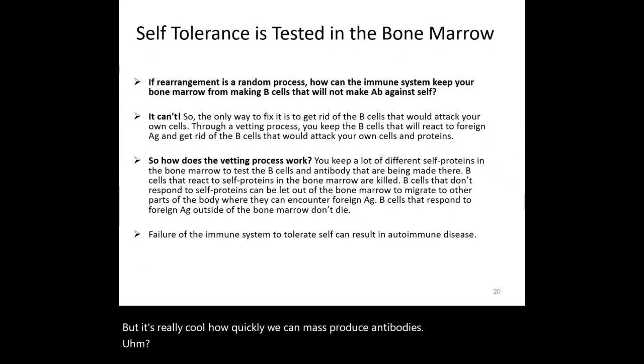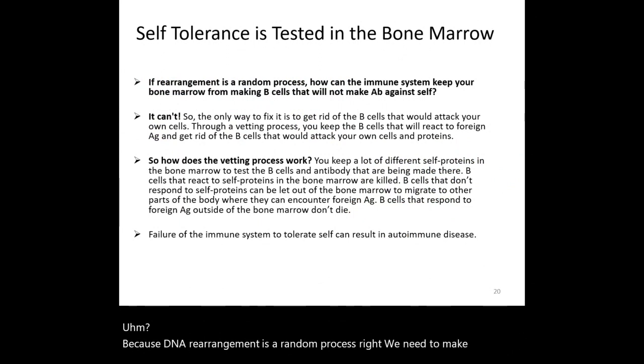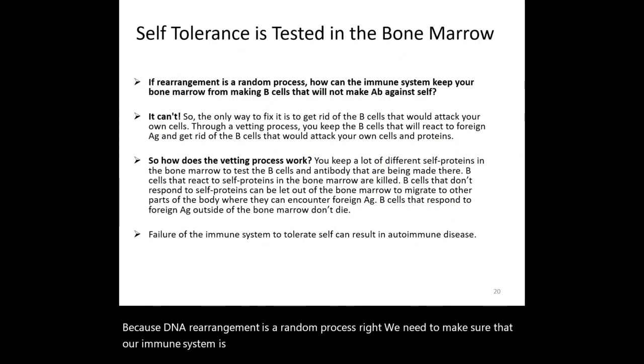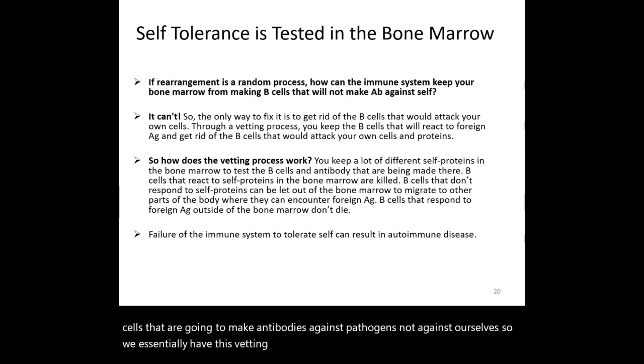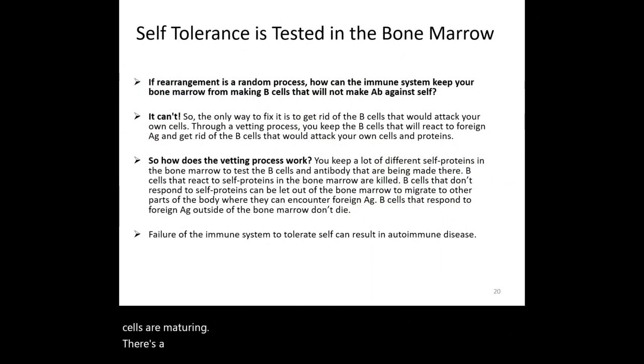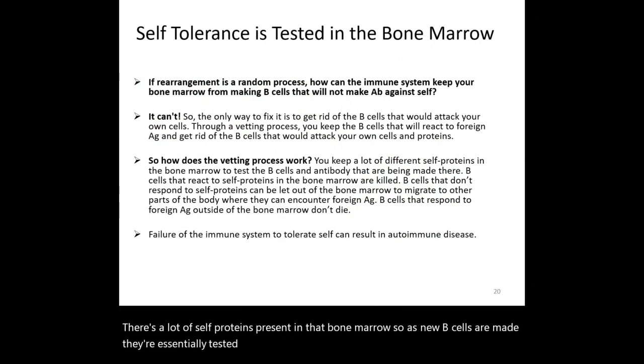Because DNA rearrangement is a random process, right? We need to make sure that our bodies are only producing B cells that are going to make antibodies against pathogens, not against ourselves. So we essentially have this vetting process in the bone marrow, where the B cells are maturing, there's a lot of self-proteins present. So as new B cells are made, they're essentially tested. They are exposed to different self-proteins, which they should essentially ignore.